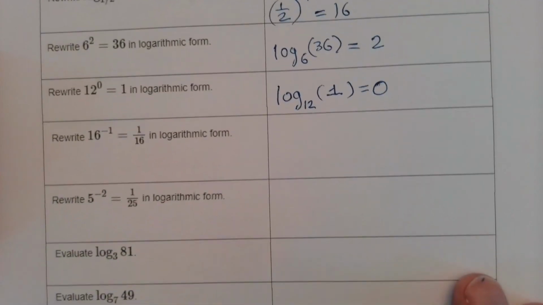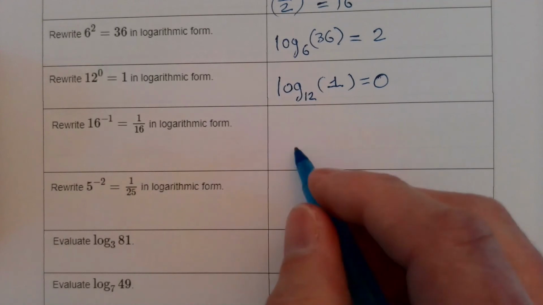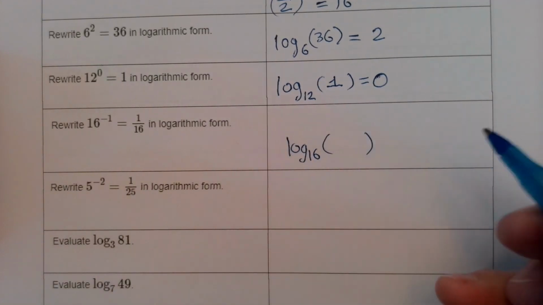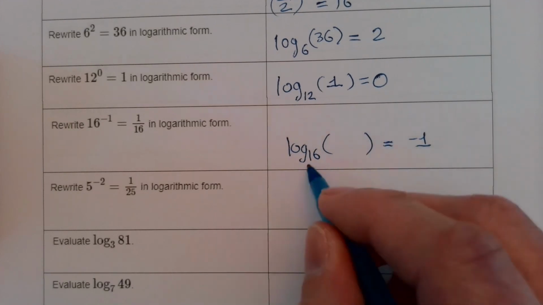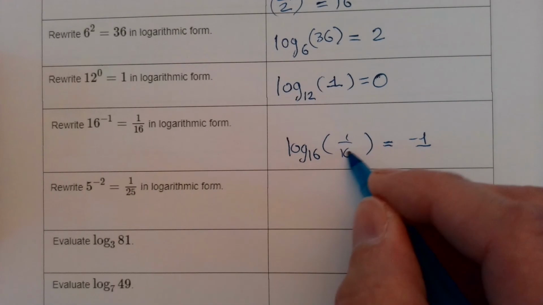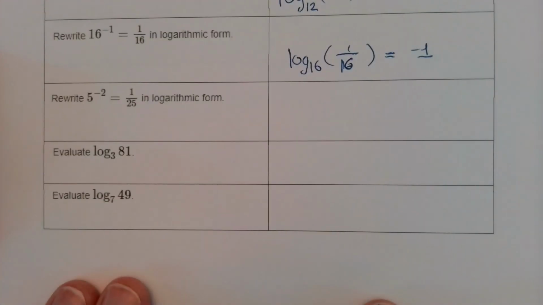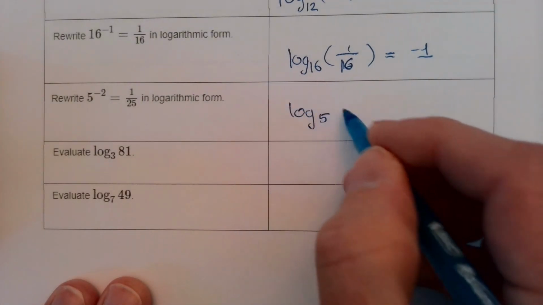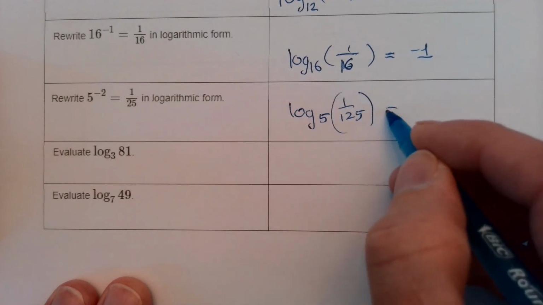And after a while, it gets pretty mechanical, doesn't it? Base 16 will make an exponent of -1 if you take the base 16 log of 1/16. Okay? What's the base 5 log of 1/125? Y is -2.